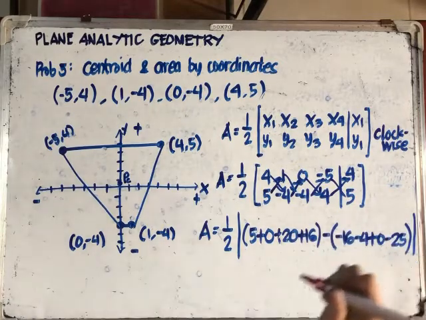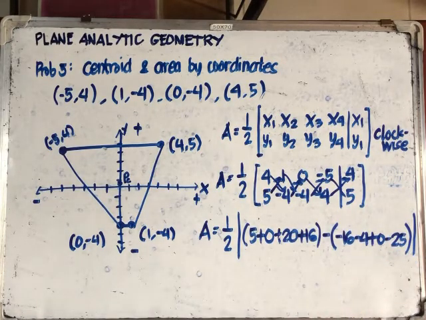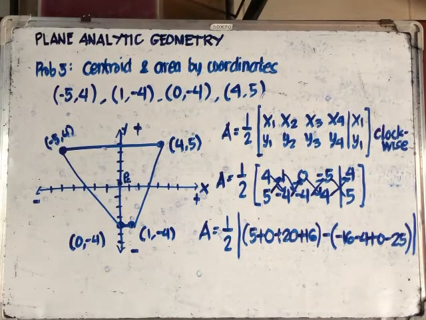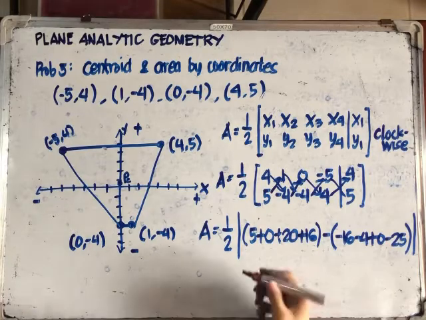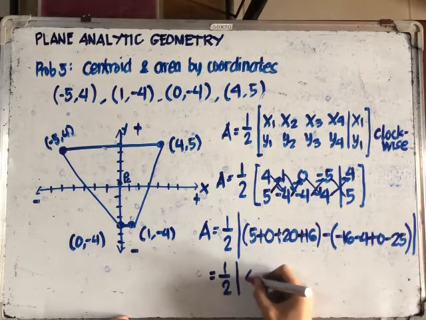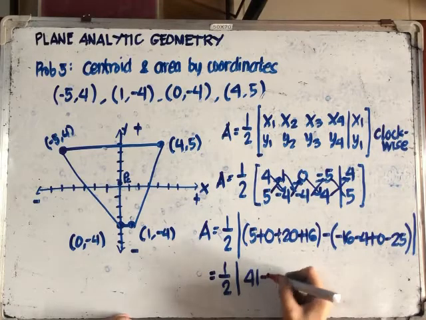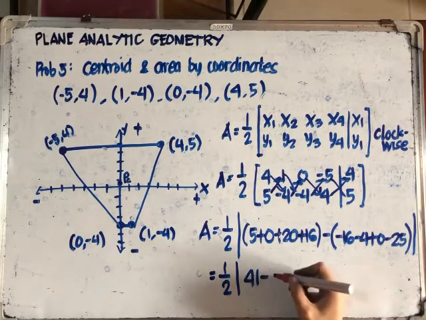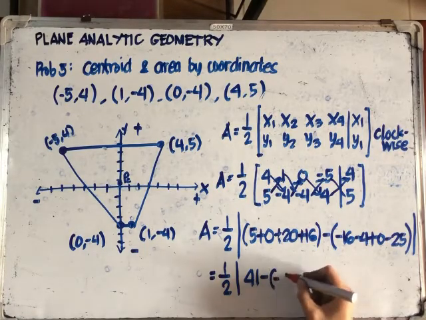Then, we take the absolute value of that. So, computing the first part for the upper weaving, that's 5 plus 20 plus 16 is 41. We have 1/2 of the absolute value of 41 minus, this one is negative 16 minus 4 minus 25 is negative 45.